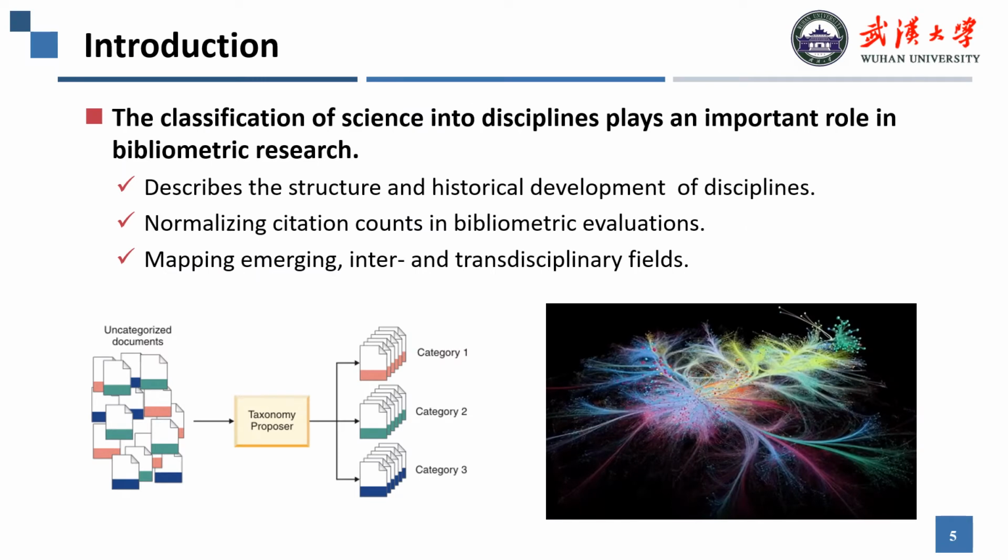As we know, the disciplinary classification of science plays an important role in bibliometric research. For example, it can help us describe the historical development of scientific research. The representative one may be the network of 150 years of Nature papers. It is also of great significance in research evaluation, like the field normalization of citation counts, and it can also help us understand and map emerging inter- and transdisciplinary fields.